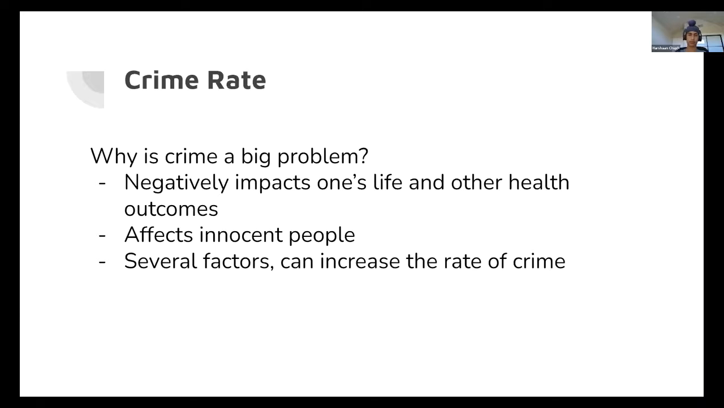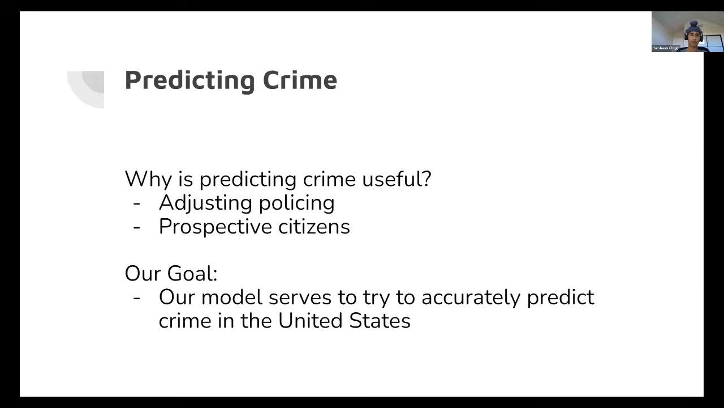So the introduction. So why is crime such a big problem? Crime negatively impacts one's life and other health outcomes. Crime also negatively affects innocent people. Additionally, there are several factors which are common to society which can increase the rate of crime. The ability to predict crime and the crime rate of a city is useful for adjusting policing, giving insight to prospective citizens of that city, and more.